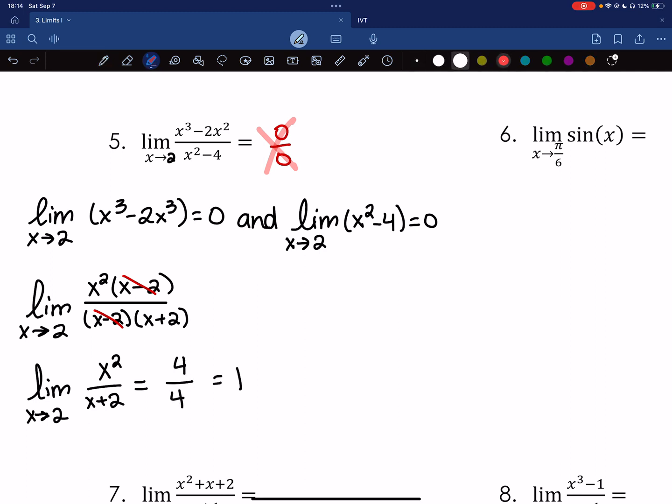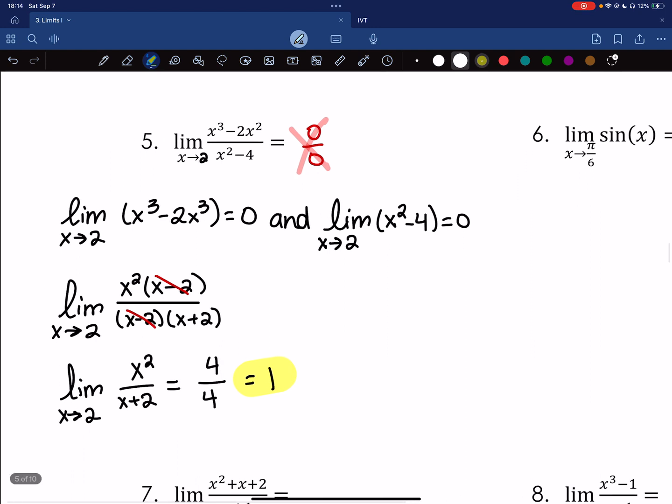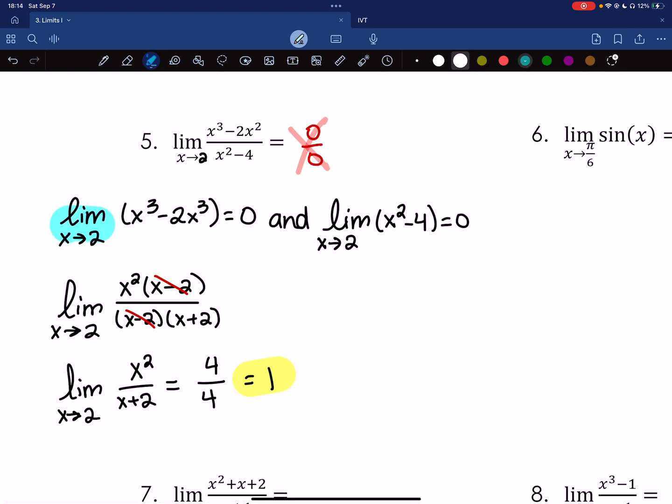So again, pay attention: once we do direct substitution, we drop the limit statement. But as we're simplifying, we need to make sure that we're always writing this limit statement each and every time. Okay?